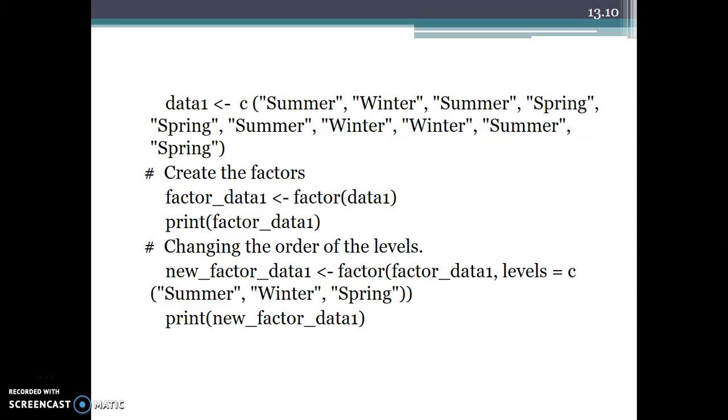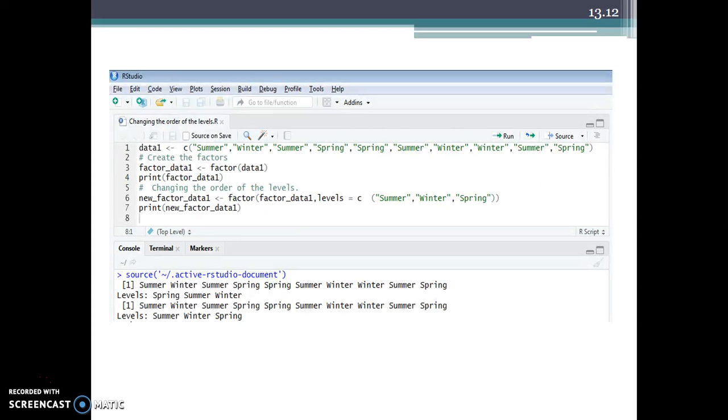In the previous slide, you could see that in the second last line, the levels have been specified as summer, winter and spring. Now if you see the program which has been typed into the RStudio top window, you can see the program. And in the RStudio bottom window, you could see the output where we have got the default levels, and then the levels as per the specification given in the code.